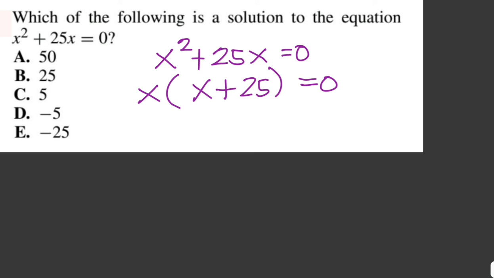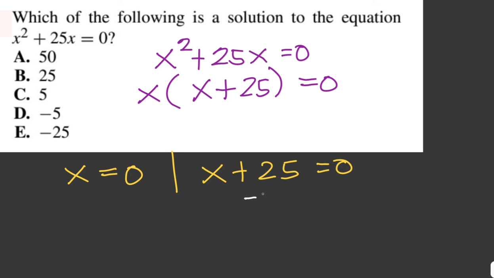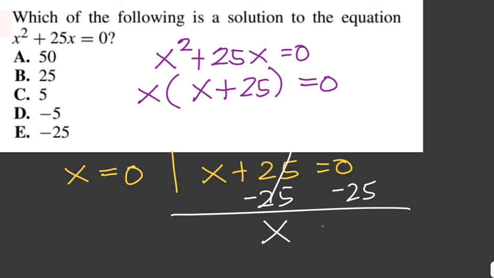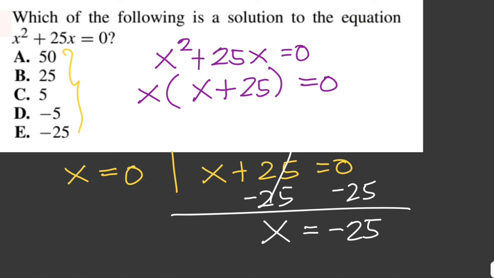And now we can apply the zero product rule. So we equate each factor to 0: x equals 0 and x plus 25 equals 0. Then we subtract 25 from both sides. Therefore, the value of the other x is equal to negative 25. Now let's take a look at the choices here. Okay, we don't have 0, but we have negative 25. Therefore, the answer here is letter E.